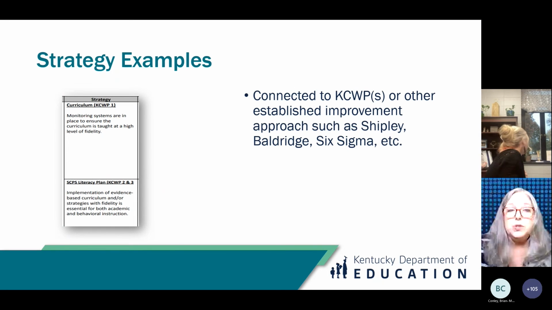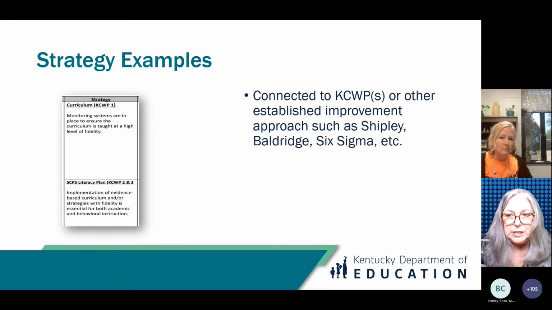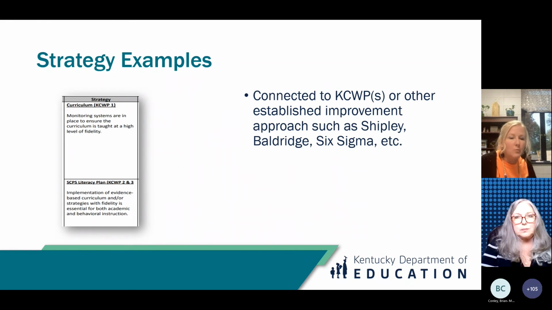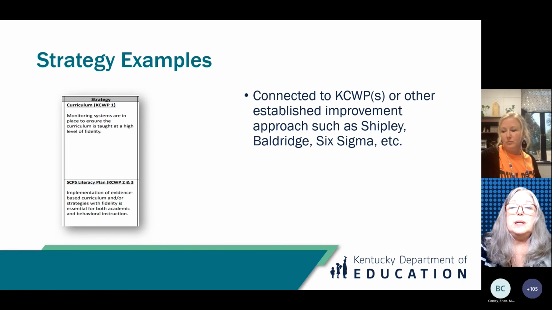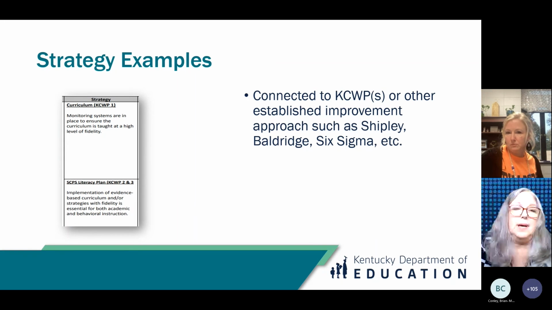So the next part is your strategy example. You connect that back to a key core work process. So one of the things that we see often is it will just say KCWP1. And so we don't know what your strategy is under there. You may know, but remember, this is a document that other users will be reading. So make sure you have listed what is it that you're doing and connect that verbiage to the strategy. So the example, you see that there is curriculum, key core work process 1, and then what's being done underneath that.